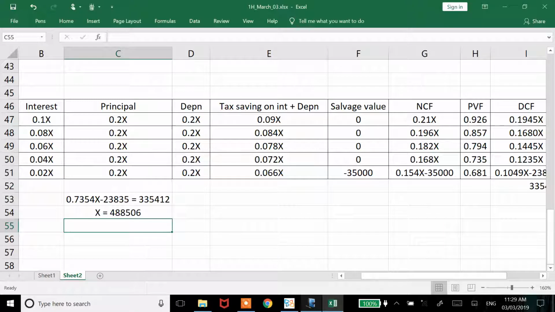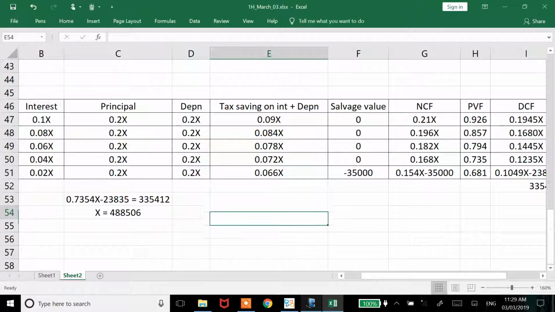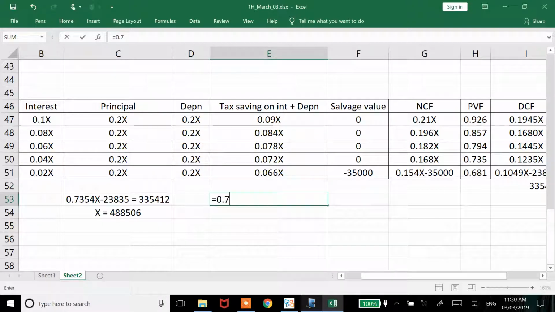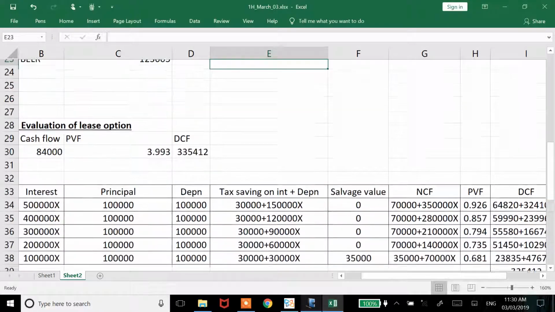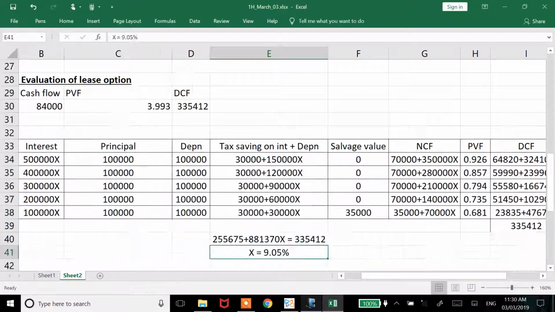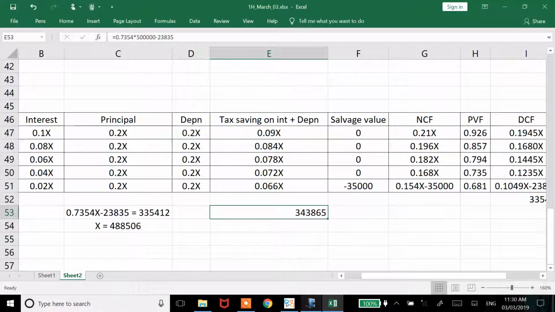Net, if the cost of the asset is 488,506, whatever you have created, 0.7354 into 5 lakh, that X was the 5 lakh, into 5 lakh, minus 23,835 if you do, you should get that original amount. Otherwise, there is a mistake. 343,865. Some rounding differences can be there. The earlier amount was 343,812. Now, if I substitute 5 lakh, I get 343,865. We have created a structure in such a way that if you substitute X, you get this.